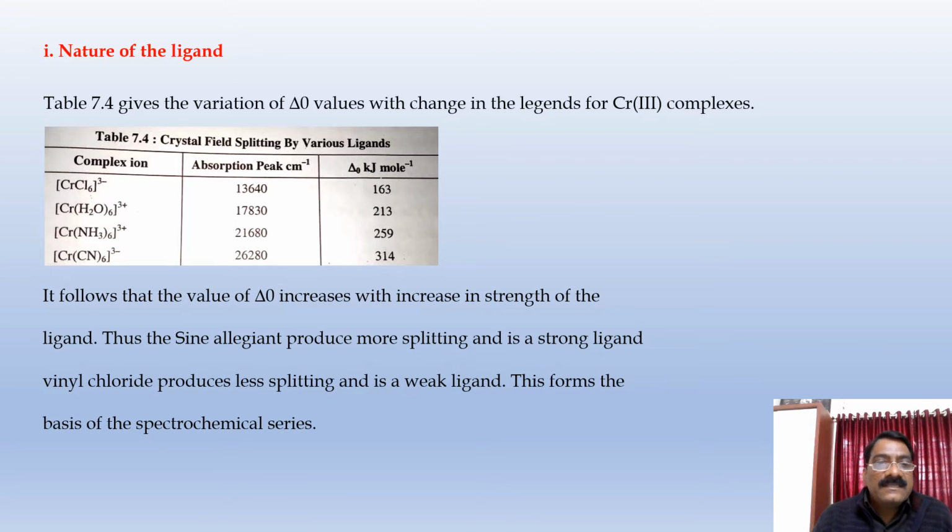Thus, this gives that the splitting is more by a strong ligand, while chloride produces less splitting and cyanide produces large splitting. Thus cyanide is the stronger ligand while chloride is the weak ligand. This is on the basis of the spectrochemical series.